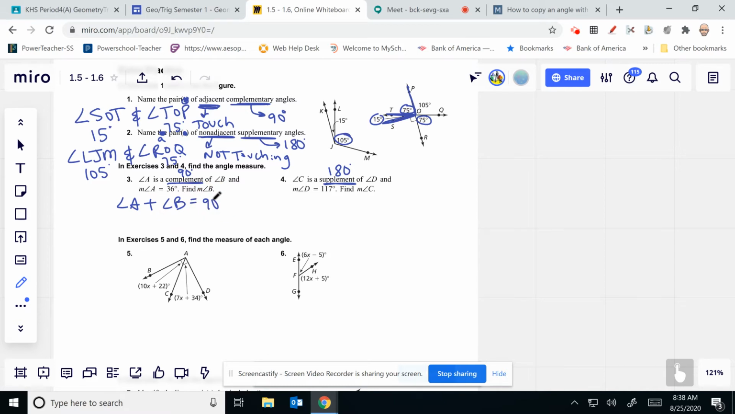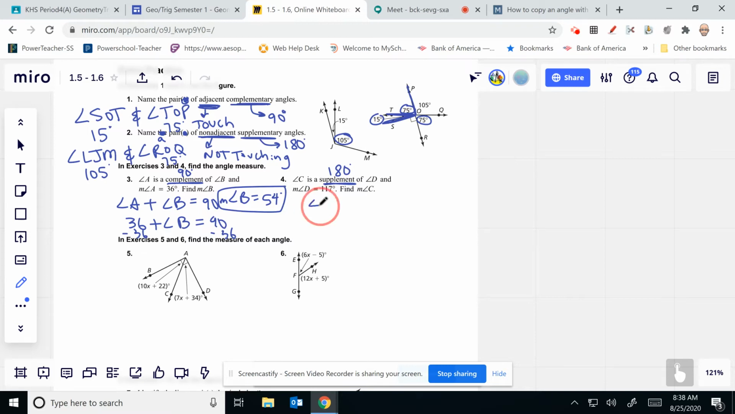Angle A is 36. We don't know what angle B is, but we do know they add up to 90. So all you have to do is really subtract 36 from 90. So I could have just done 90 minus 36 and got my answer. So 90 minus 36, the measure of angle B, and I'll put little m, is 54 degrees when you do 90 minus 36. So subtracting gets you your complementary angle, subtracting it from 90.